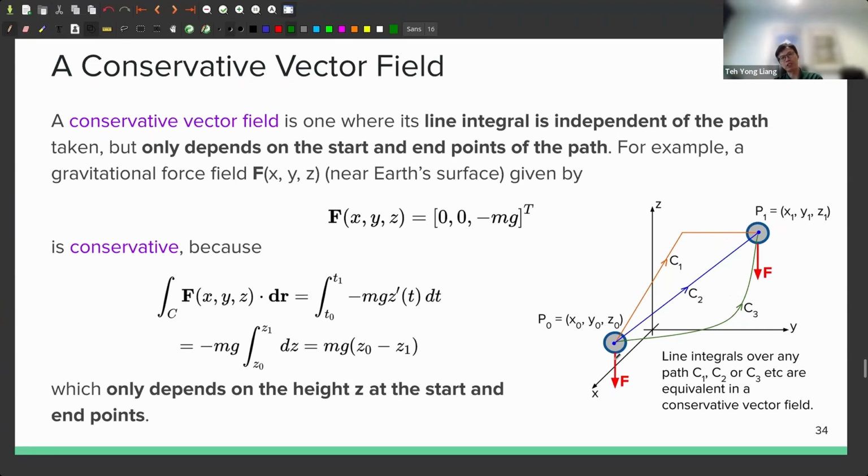So if, for example, you look at this diagram here, if I move this object from a lower height to a higher height, I need to input energy, correct or not? Because I'm going against the gravitational field.